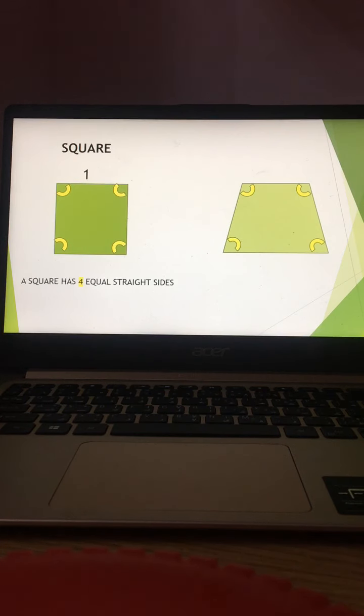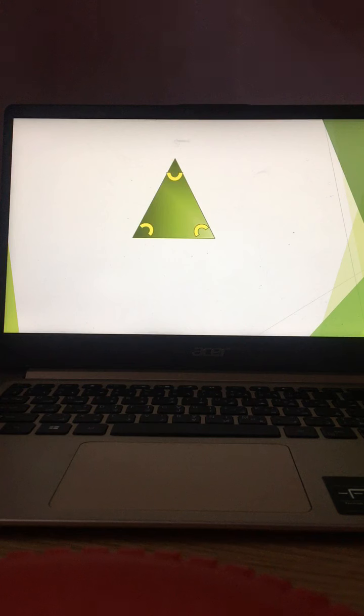We also talked about the trapezoid, and we said that the trapezoid has 4 straight sides as well. This is the first straight side, the second, the third, and the fourth. So the trapezoid has 4 straight sides.